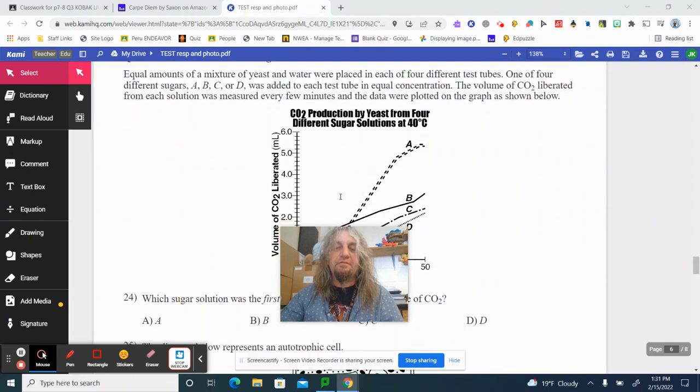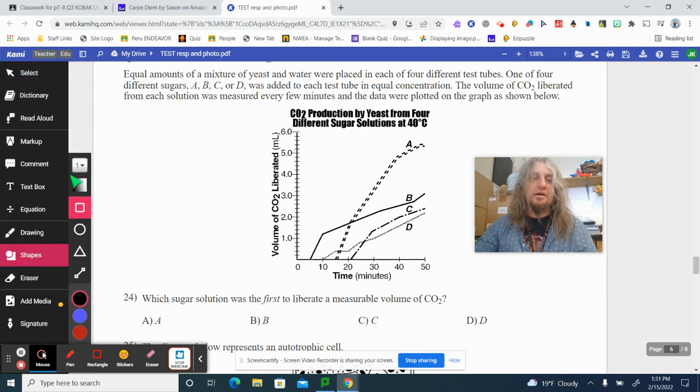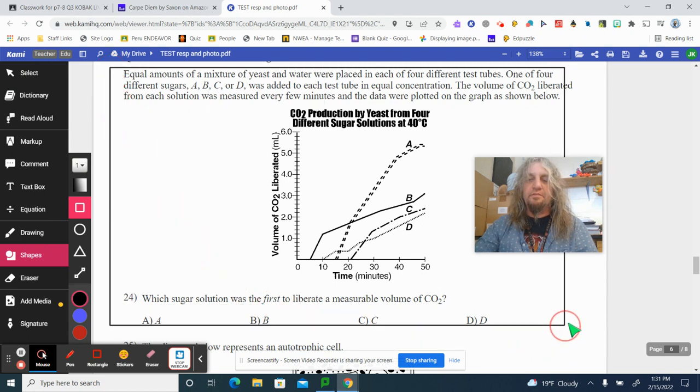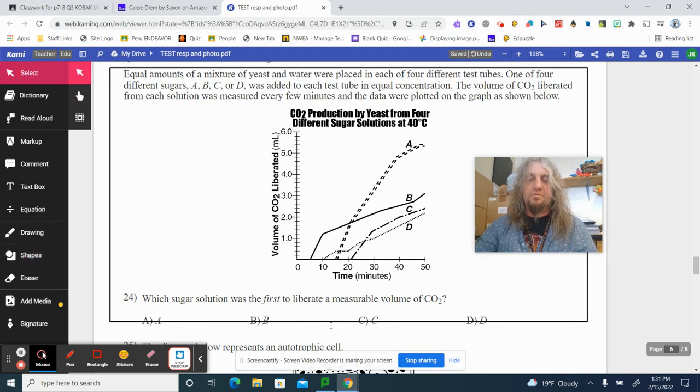Oh, look at this nice graph chart here. What are we on? Question 24. Let's isolate that. Question 24.